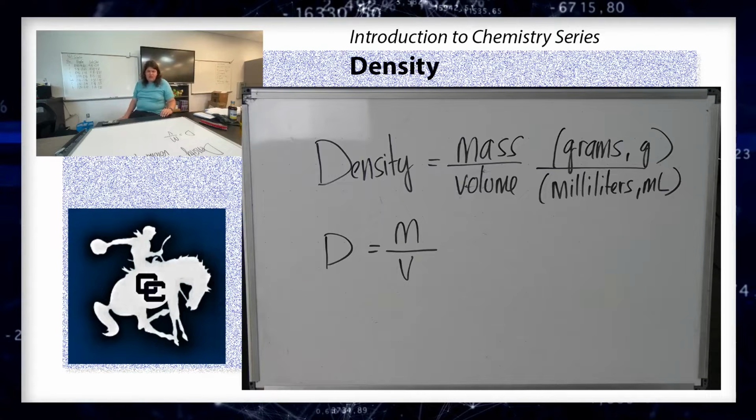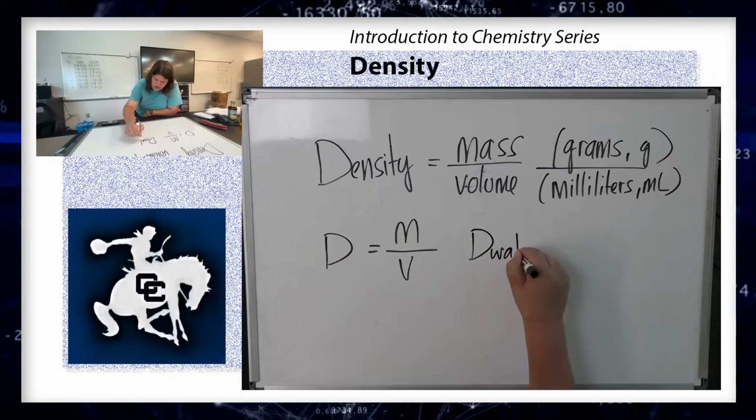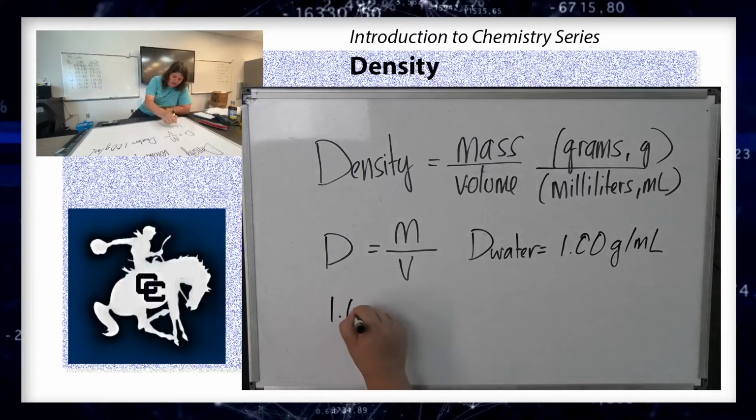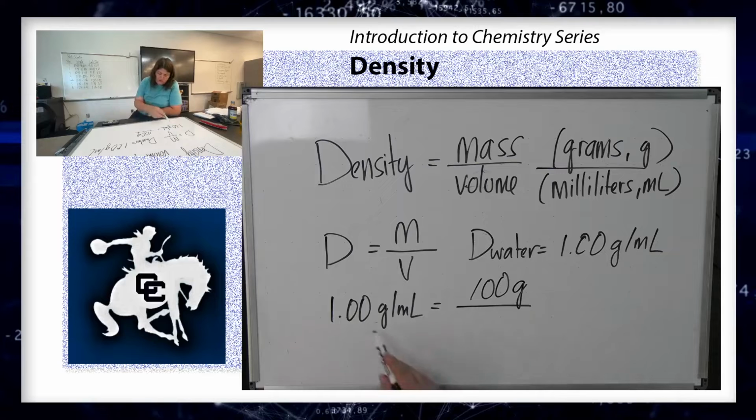The density equation here shows us that density is what we call an intensive property. It doesn't matter the amount, the number is always the same. For example, we have mass over volume. Let's say the density of water is equal to 1 gram per milliliter. If I go ahead and use that as my ratio, 1.00 grams per milliliter, and I have a mass of 100 grams, if I was to solve for volume, multiply both sides, I get 100 milliliters.